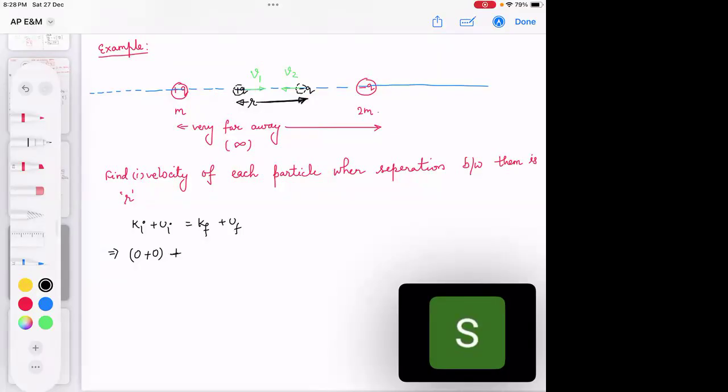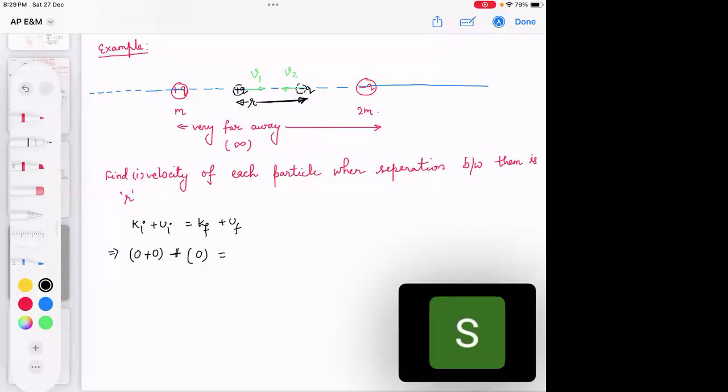Next, what is initial potential energy? Is that also zero? Right. Why is initial potential energy zero? Because potential energy will be k Q1 Q2 by r, and when they are very far away from each other, r will be very close to infinity, right? That gives us initial potential energy also zero.